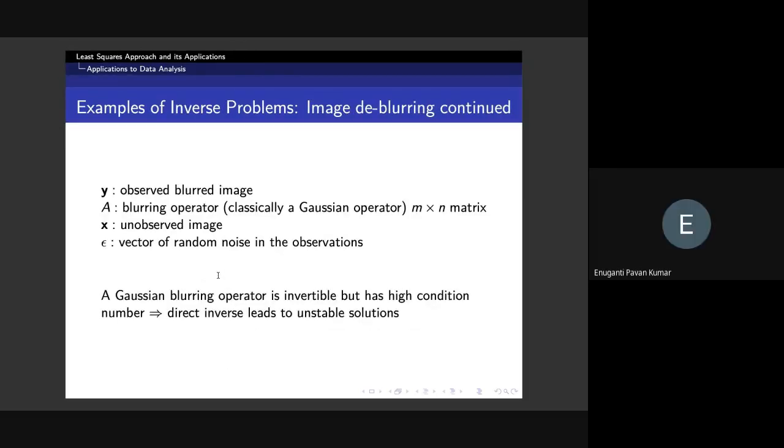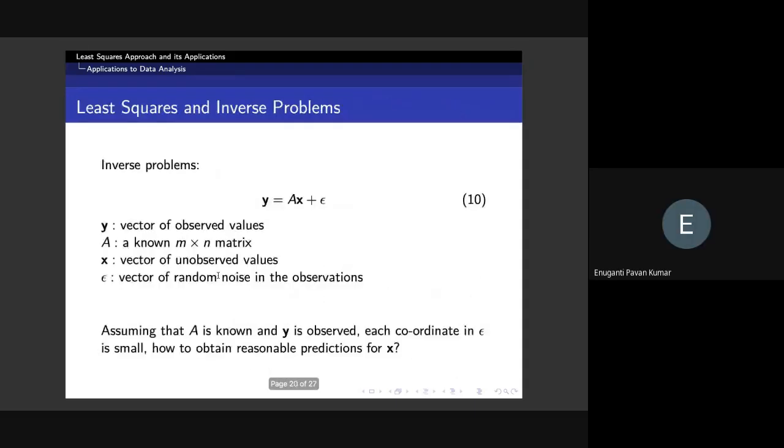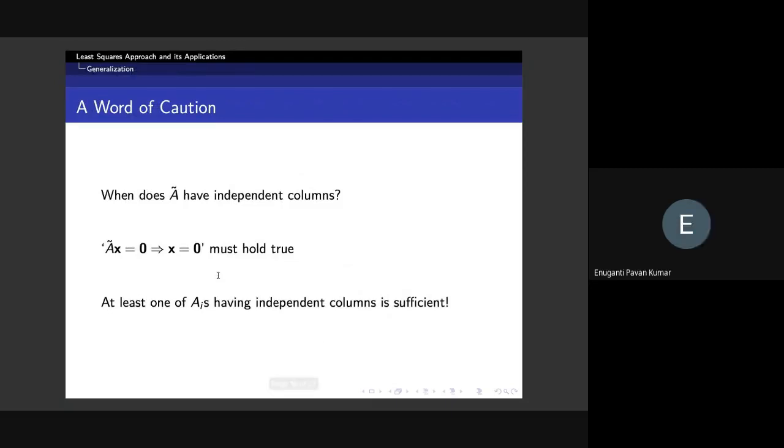And so you gave some word of caution, right? When you are stacking those matrices. Can you just give some intuitive idea on this? Okay, fine.